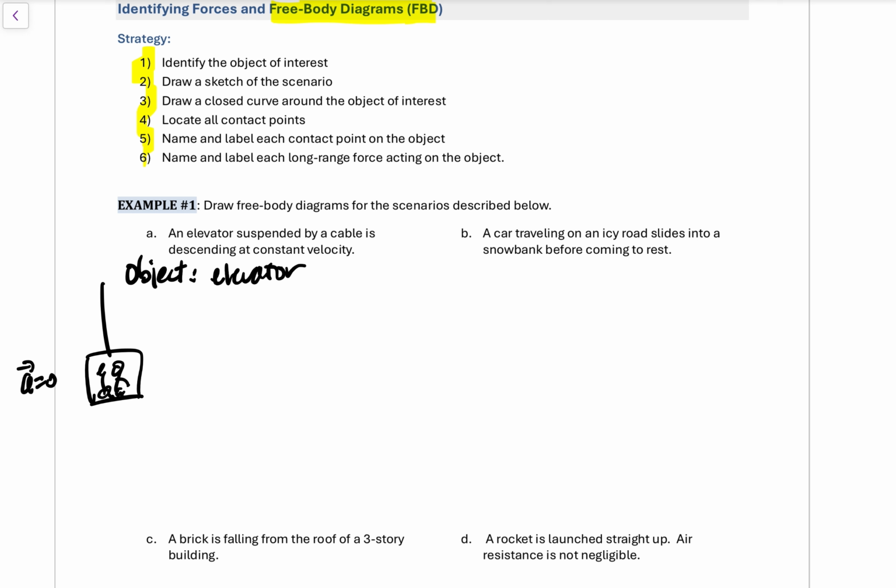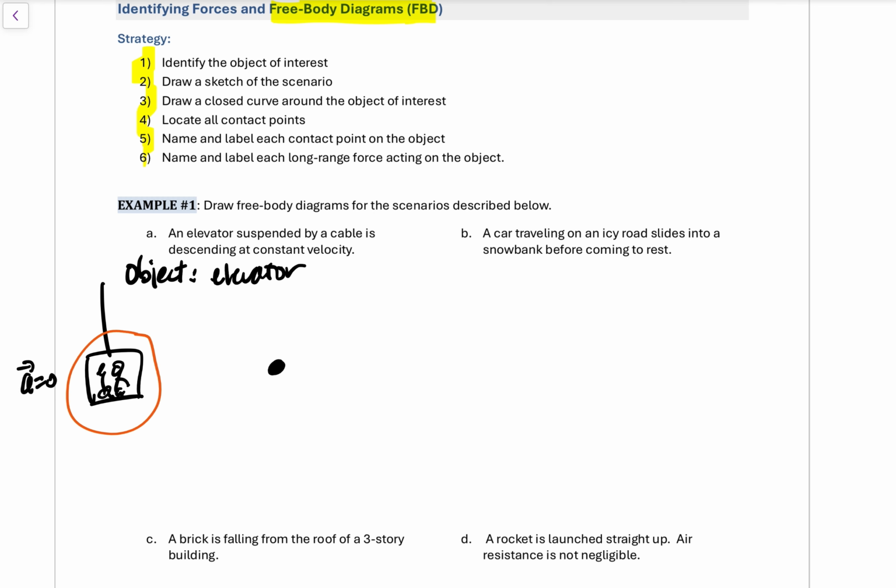Whatever our object is, that's going to be our dot, right? So there's my particle. There's my elevator, which is the object. And then we want to make a little circle around our object. As we're getting started, this is a really good tool. Didn't take me very long to make that little circle there, right? And that is going to help us identify all our forces and make sure we have everything we need to include.